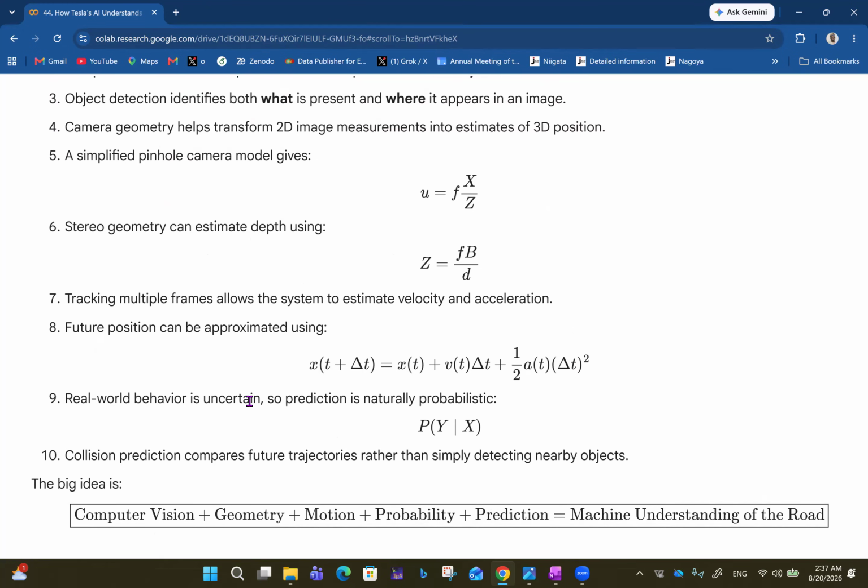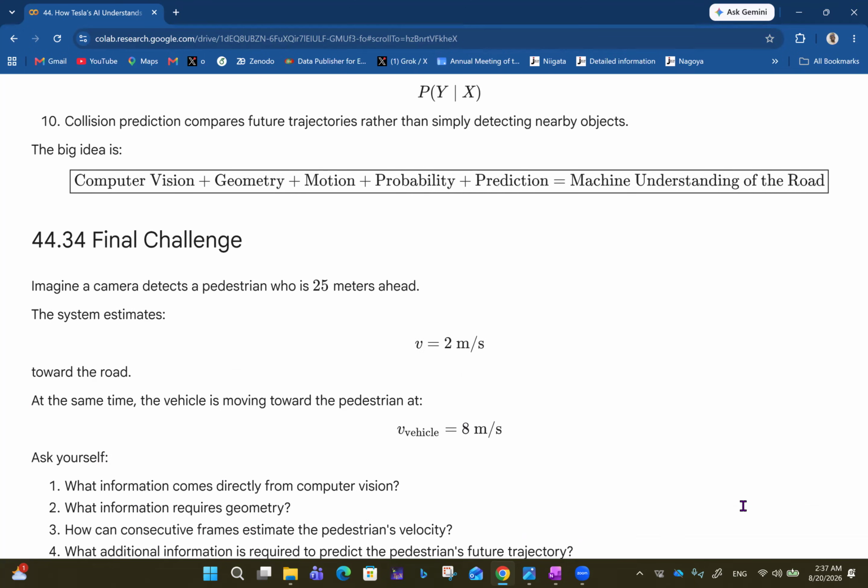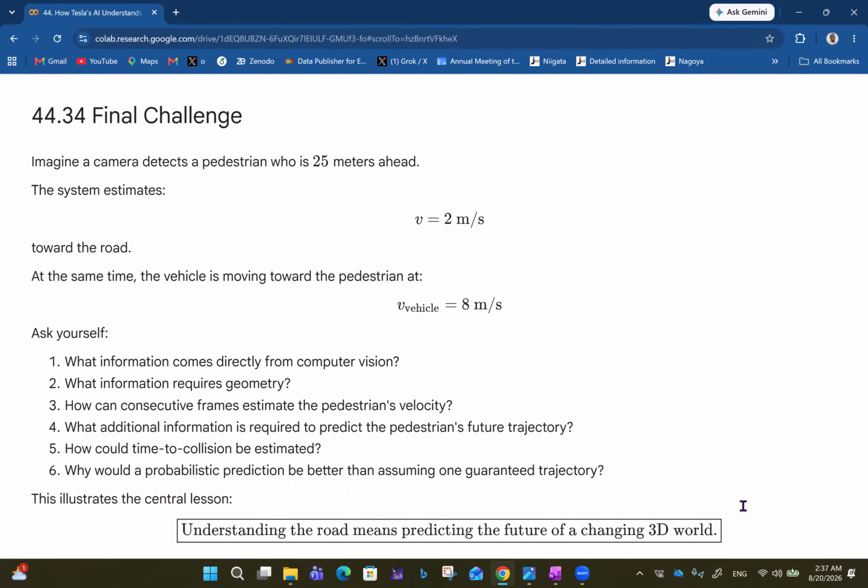Real world behavior is uncertain, so prediction is naturally probabilistic. So you usually have the probability of y given x, the probability of future behaviors given what is currently happening. Collision prediction compares future trajectories rather than simply detecting nearby objects. So the big idea is you have computer vision plus geometry plus motion plus probability plus prediction, leading to machine understanding of the road. So the final challenge now, we want to try this out.